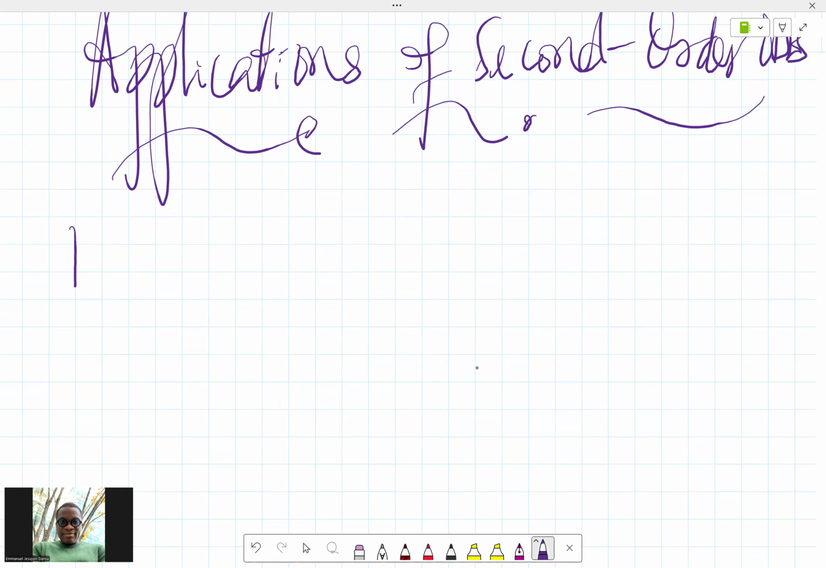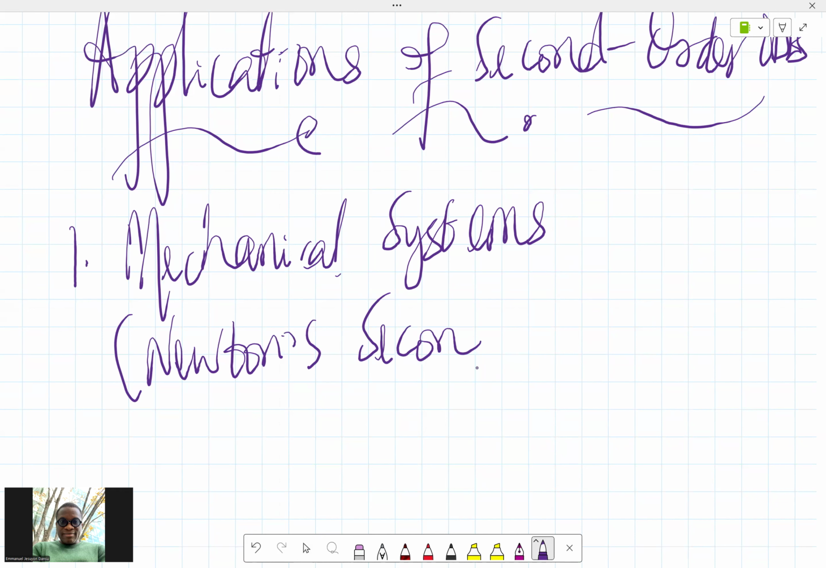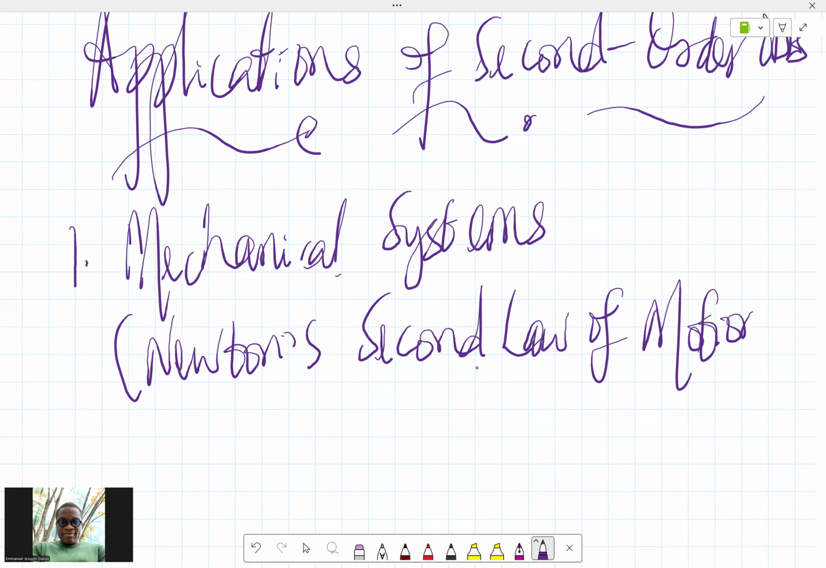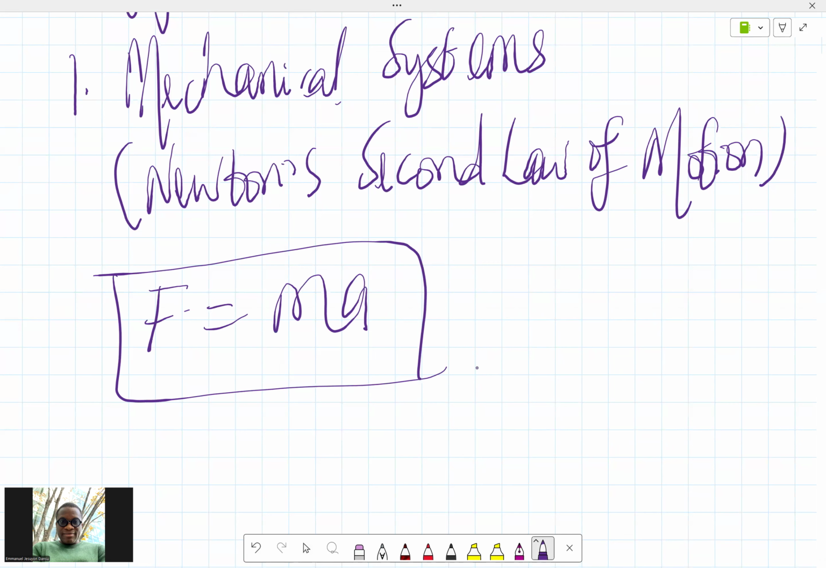So I'll just list these things. We have the first one, which is mechanical systems, where we have Newton's second law of motion. Newton's second law states that force equals mass times acceleration. That's F equals ma. This is a standard law from Newton.